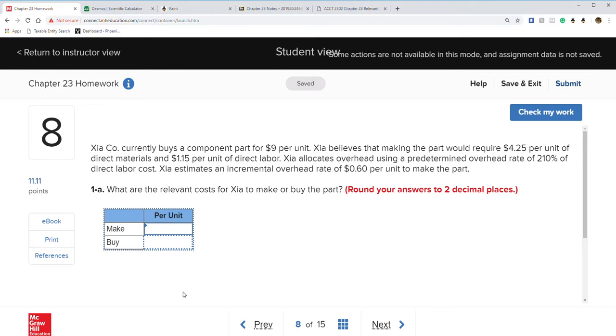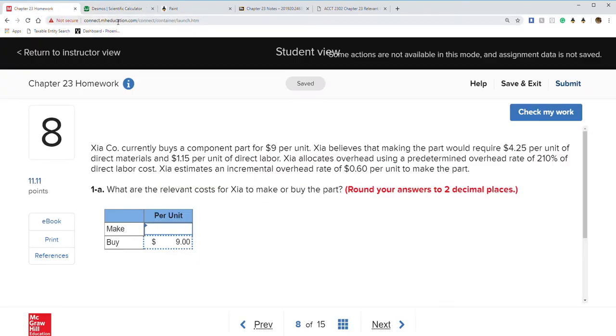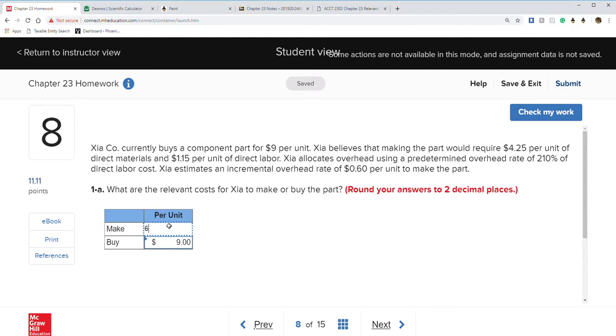With our make and buy, first off, we're going to buy it for $9. So that's our comparison right there. The make part is we take our big three and add them together: 4.25 plus 1.15 plus 0.6 says it's going to be $6. So really the difference here is $3.